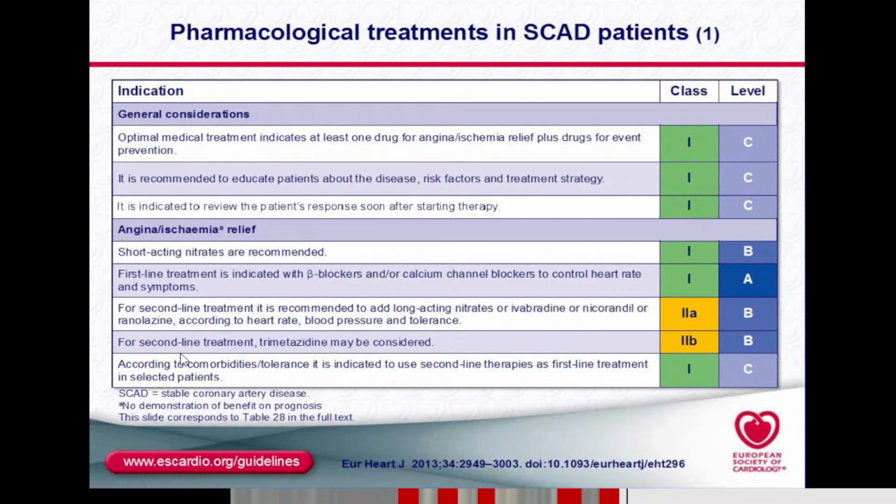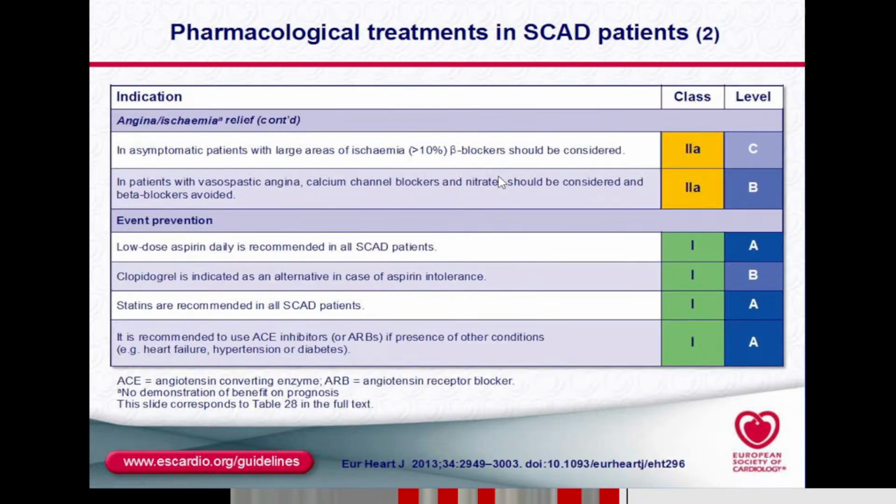And for second-line treatment, trimetazidine may be considered. Trimetazidine is very popular in our country, the same as meldonium. Both are indicated as doping medication for high level sports. I really don't know. Maybe they are really effective. And according to comorbidities and tolerance, it is indicated to use second-line therapies as first-line treatment in selected patients.